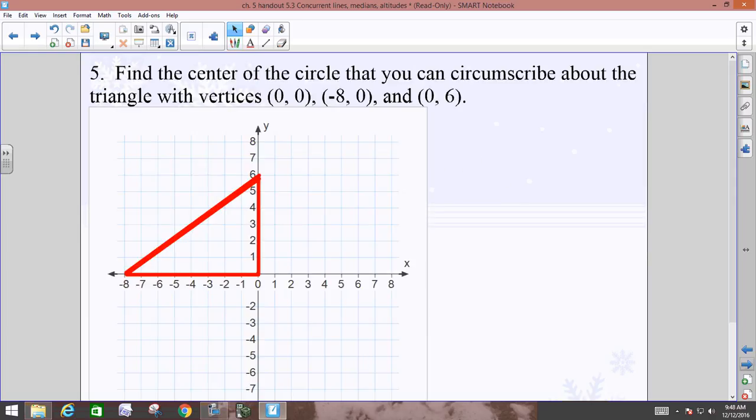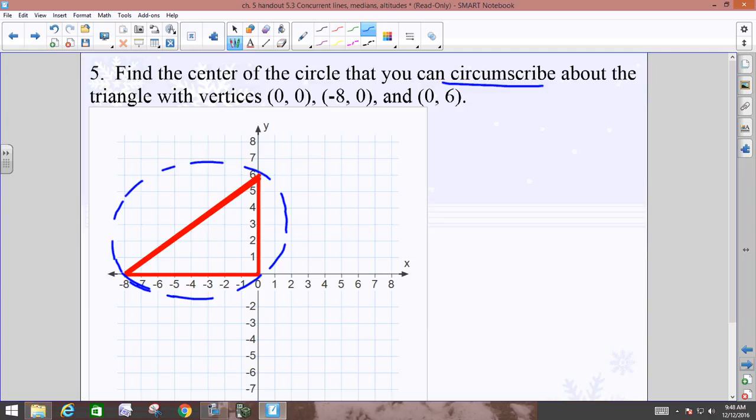Okay, number 5, this is like number 1. Find the center of the circle that you can circumscribe about the triangle. So that means the circle is going to go on the outside, and it has to hit the 3 vertices there. So you have to find the center of that blue circle. Just like we did number 1. Did we find angle bisectors on number 1? Bless you. Or perpendicular bisectors?